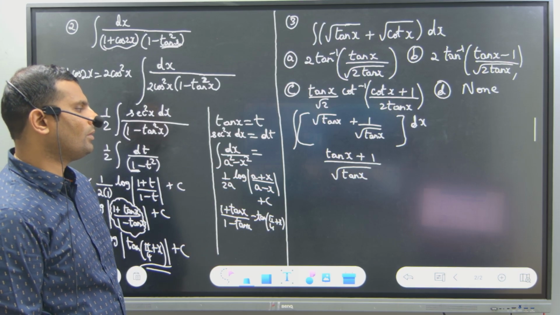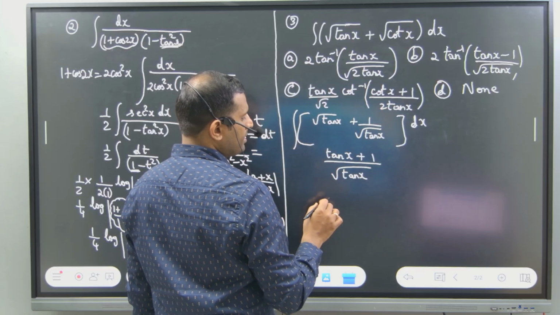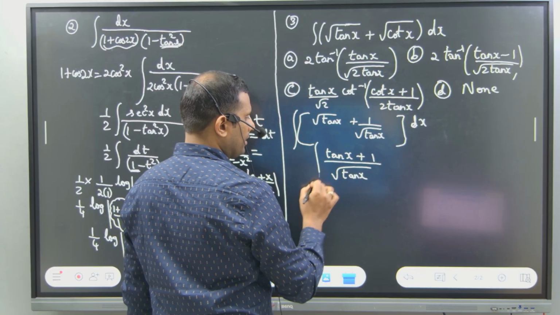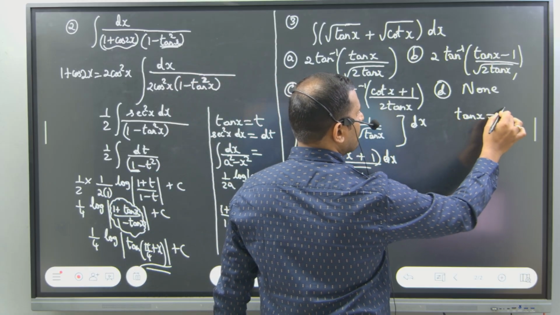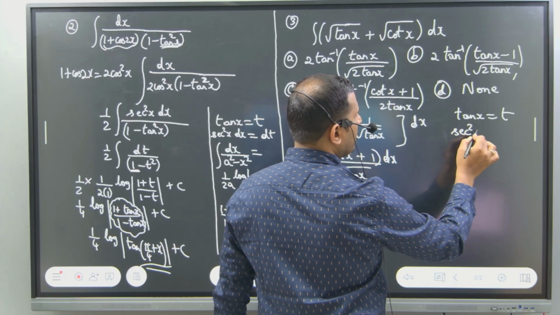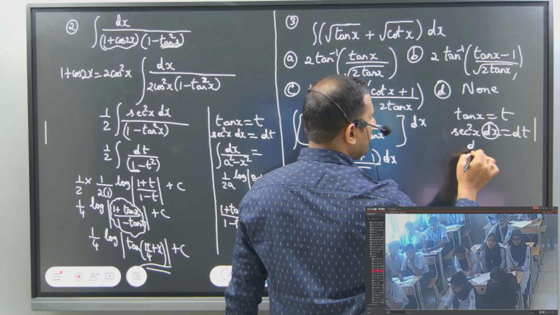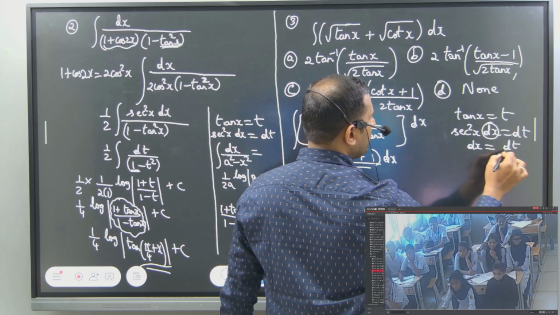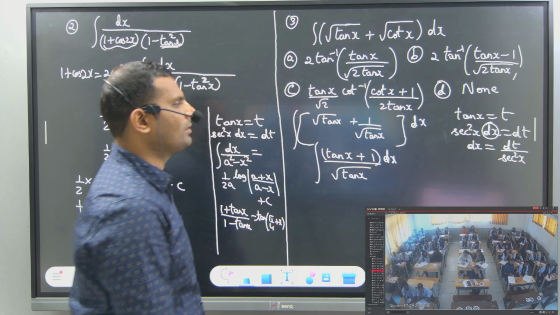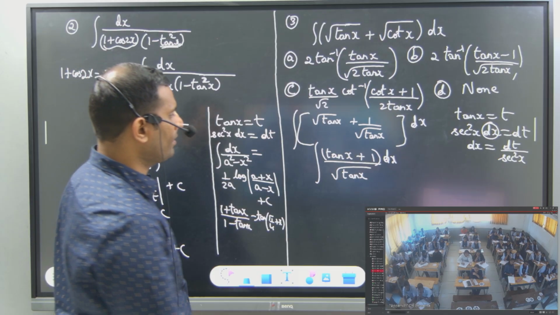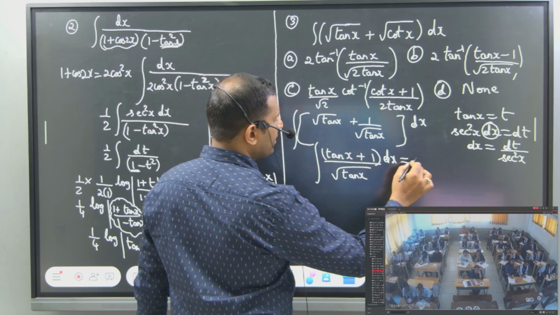Okay. Now what I will do, I will put tan x as t. Put tan x as t, then secant square x dx becomes dt, so dx will be dt by secant square x. Yes or no, students? So now substitute t for tan x. What do we substitute for tan x? t.